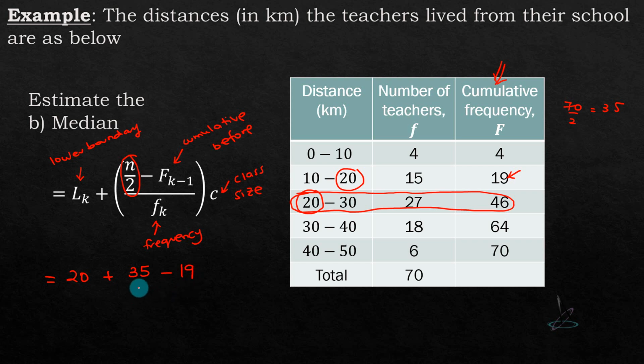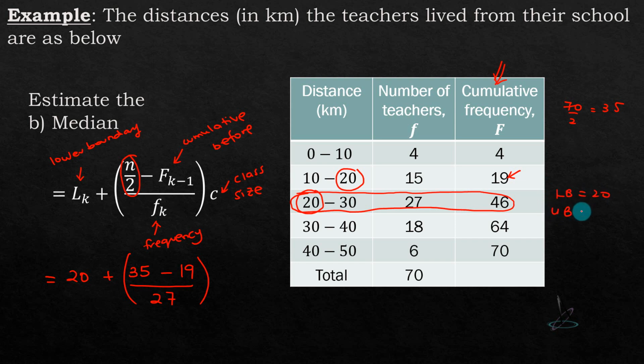so this is 19, over the frequency, so I have to divide by the frequency of its own class, so the frequency is 27, multiply with the class size. So how do we know the class size? Referring to here, the lower boundary just now, we know that the lower boundary is equal to 20.